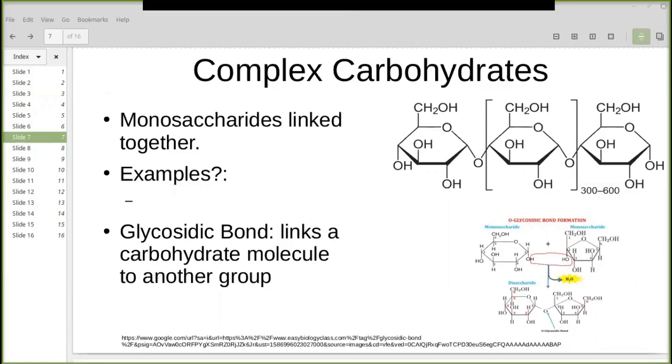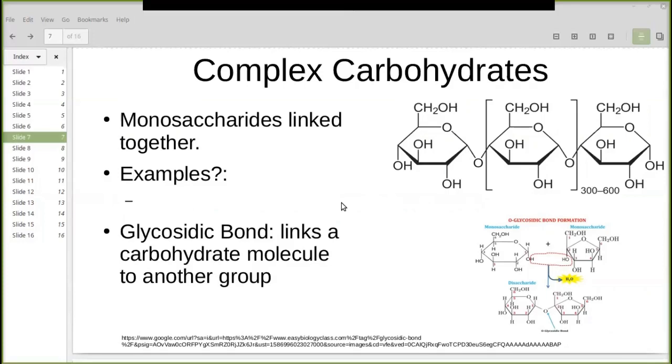I was gonna say starch, but I don't trust myself. Starch? Oh, it is? Yeah, that's correct. Good job. Starch would be a complex carbohydrate that serves as a food storage for plants.